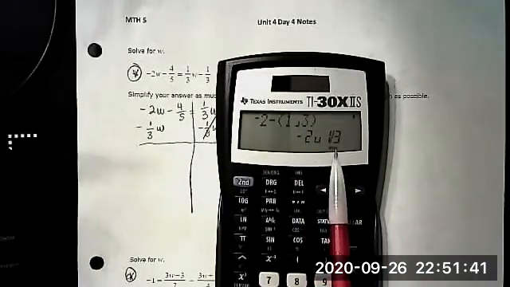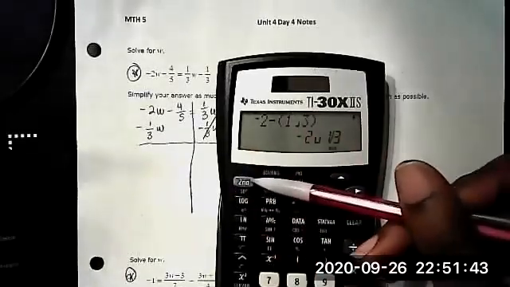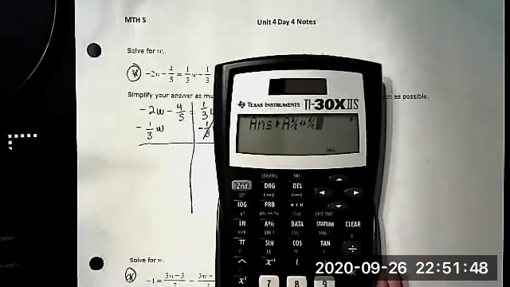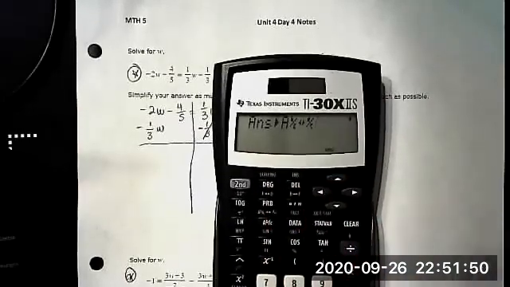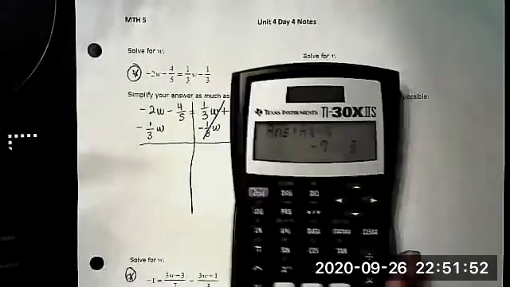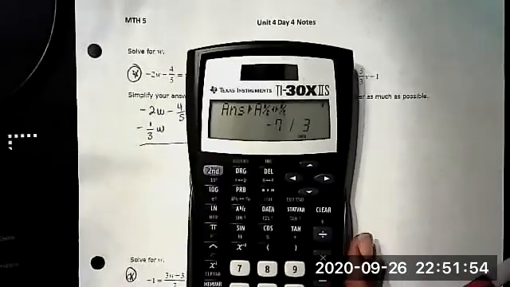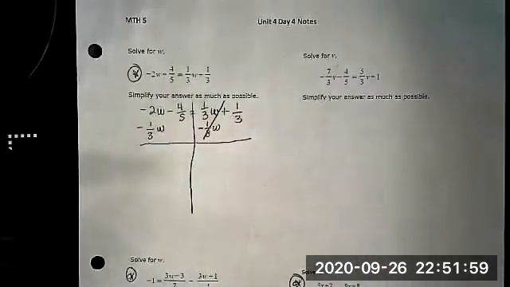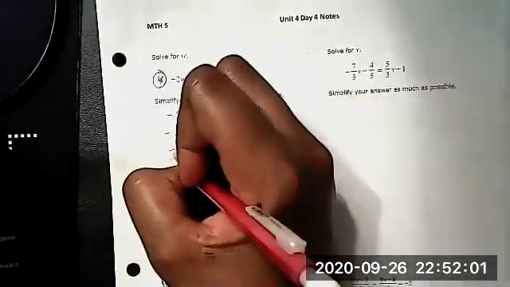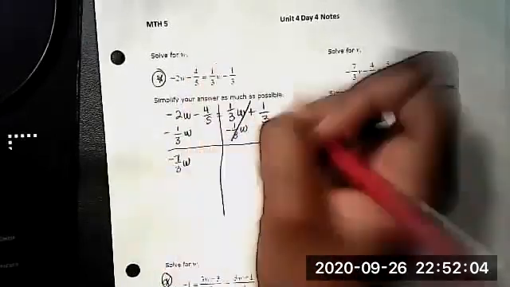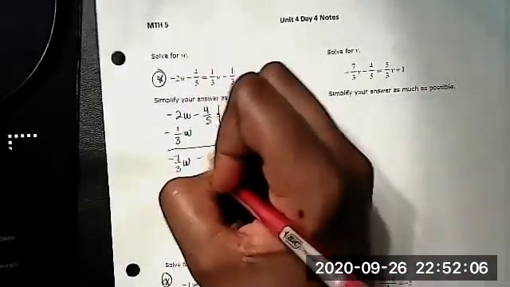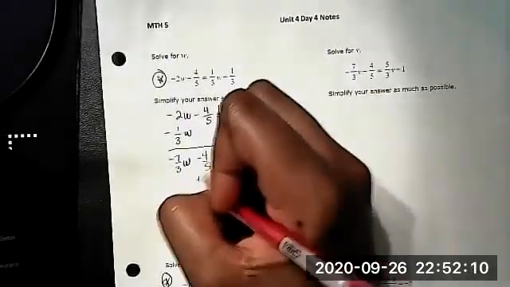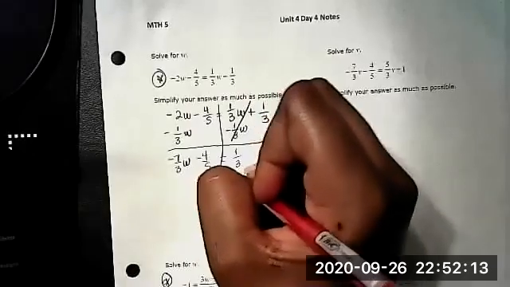In order to change that, you have to push second, this little blue button up here, and then push that A, B, B, C again. It gives you some weird stuff, but when you push enter, it gives you your answer as an improper fraction. So it changes that mixed number into a fraction that looks a little better. Okay, so -7/3 is what you get here. And I'll bring down that -4/5. And now we can solve it. We're going to add 4/5 to both sides.